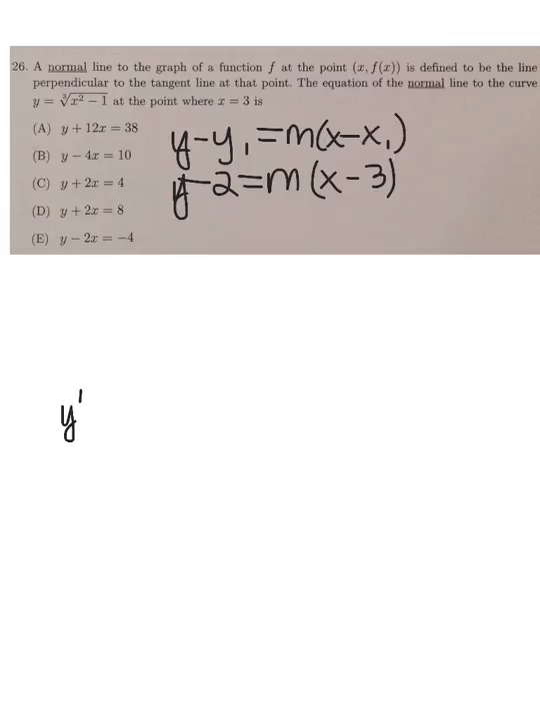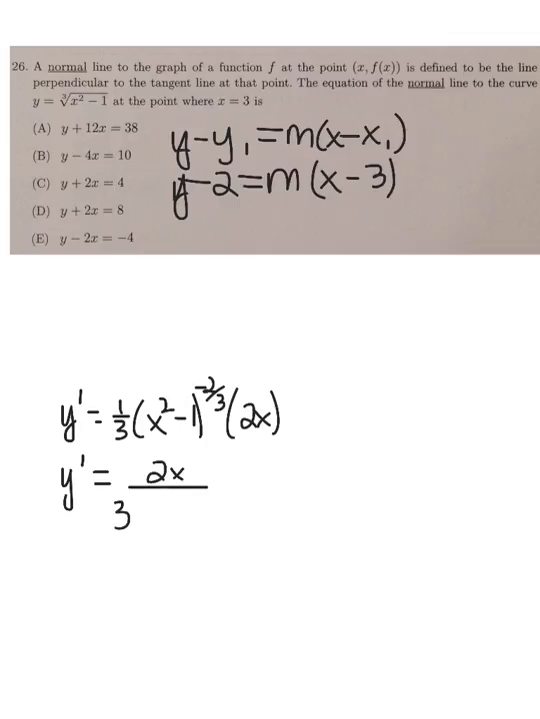So y prime is going to equal, now that x squared minus 1 is technically to the 1/3 power, so I'm going to do power rule, which is going to drop that power in front, x squared minus 1, and that's going to be to the negative 2/3 power, and then times the derivative of the inside, which is 2x. Okay, so y prime equals, and let's see, what am I going to have here? I'm going to have 2x, and then I'm going to put a 3 down here, and then I have the cube root of x squared minus 1, that quantity squared.